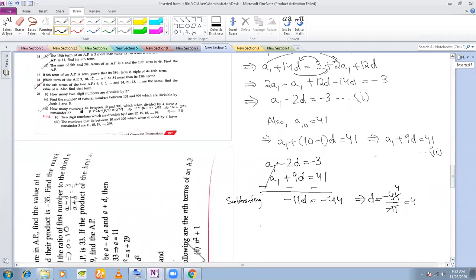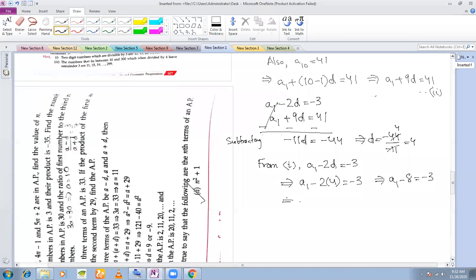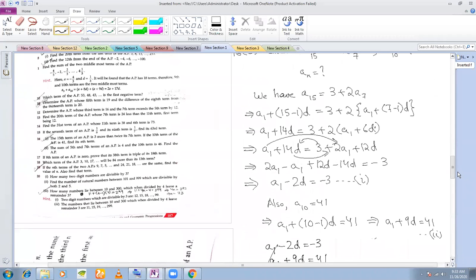And how to get the first term? Put it in any of the equations. Say from 1, we have A1 minus 2D is equal to minus 3. Put the value of D. A1 minus twice 4 is equal to minus 3. Means A1 minus 8 is equal to minus 3. That means A1 is equal to 8 minus 3, which is 5. So you've got the first term as 5 and the common difference as 4.